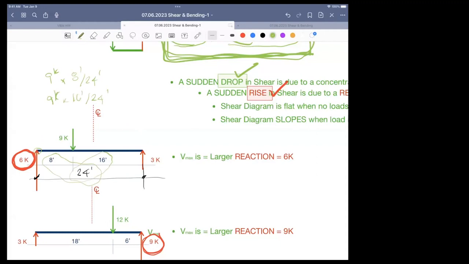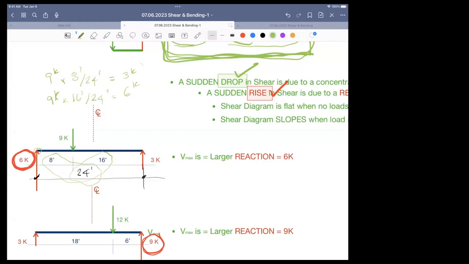So frankly, this is not rocket science. This is just sum of moments left, sum of moments right. I didn't write it out. I just wrote the conclusion. So it looks like 8 over 24 is 1/3. And 16 over 24 is 2/3.